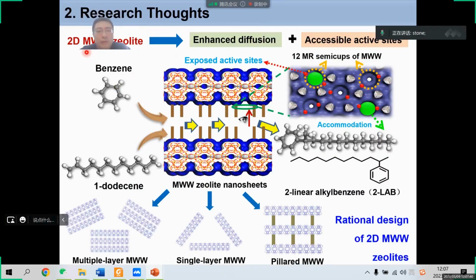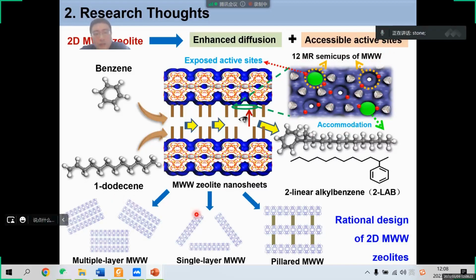So for a two-dimensional MWW zeolite, it greatly decreases the thickness of the zeolite framework. On the one hand, it can enhance the diffusion of reactants and products. And on the other hand, because it greatly decreases the thickness of the zeolite framework, it can expose more active sites. That means most of the active sites located in the 12-membered ring supercups are located on the external surface of MWW zeolite. And it means it can improve the accessibility of active sites.